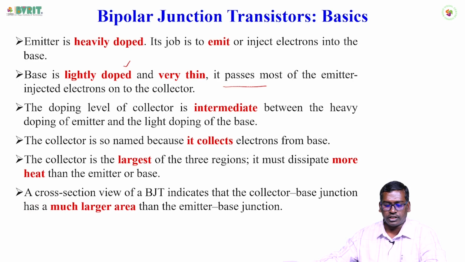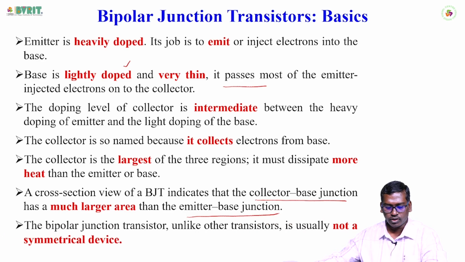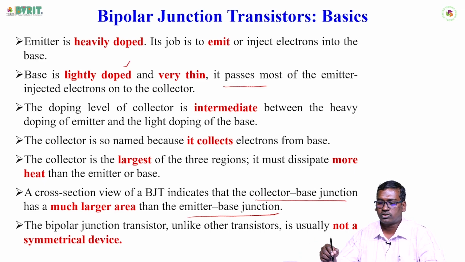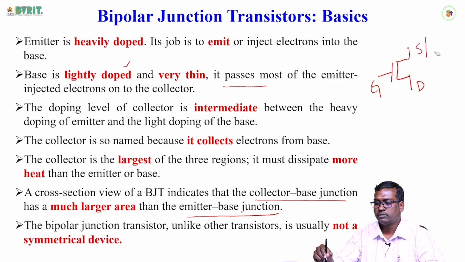The cross section of the BJT indicates that the collector base junction has much larger area than the emitter base junction. The bipolar junction transistor, unlike other transistors, is usually not a symmetrical device. Whereas in the MOS transistor, where you have the gate, source and the drain, the source can act as a drain, and the drain also can act as a source.